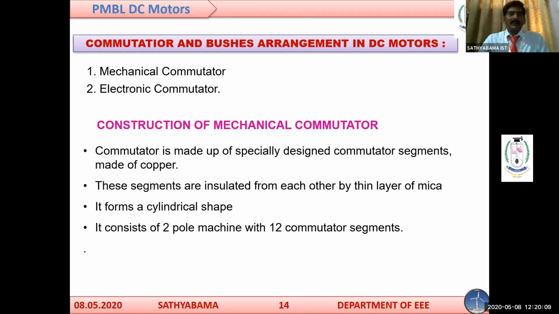The mechanical commutation and the electronic commutation. We know well the mechanical commutator is made up of specially designed commutator segments, made of copper, and these segments are insulated from each other by a thin layer of mica. It forms a cylindrical shape.